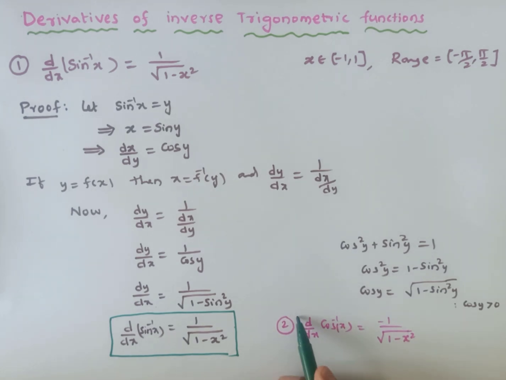d by dx of cos inverse of x is minus 1 by root of 1 minus x square. As you know, the domain and range of cosine.